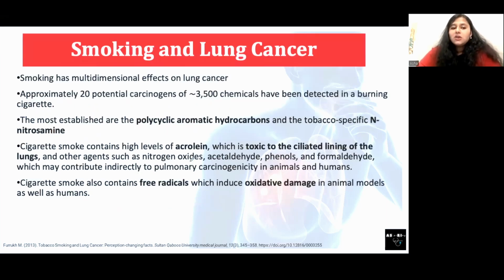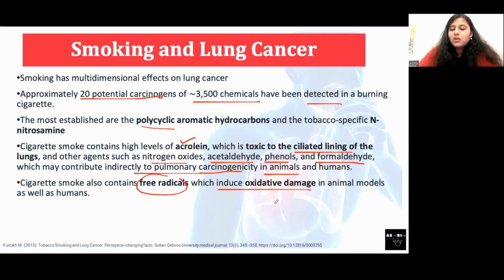So with smoking, we know there are about 20 potential carcinogens among 3,500 chemicals detected in those who smoke. This is established with the polycyclic aromatic hydrocarbons and N-nitrosamines. They also contain high levels of acrolein, which is toxic to the ciliated lining of the lungs, and other agents such as nitrogen oxides, acetaldehyde, phenols, and formaldehyde, which all contribute indirectly to pulmonary carcinogenicity in everyone, including animals. Free radicals can also induce oxidative damage in animal models as well as humans.